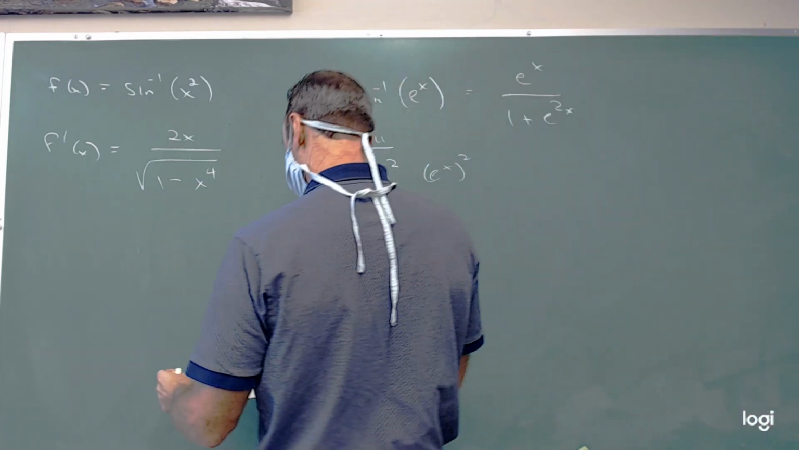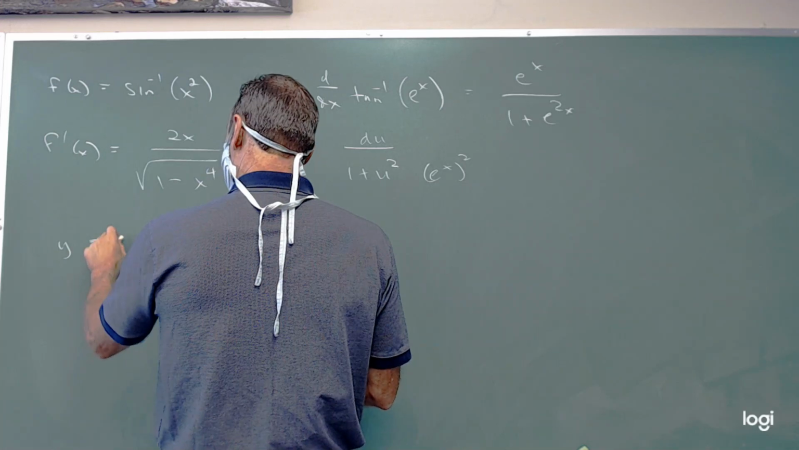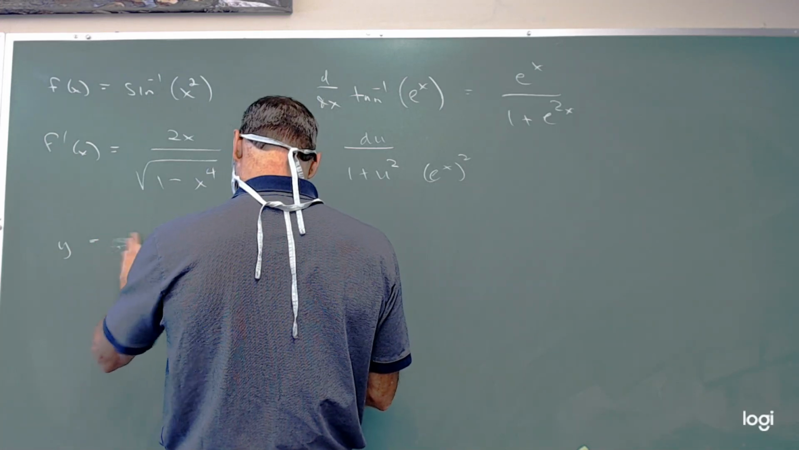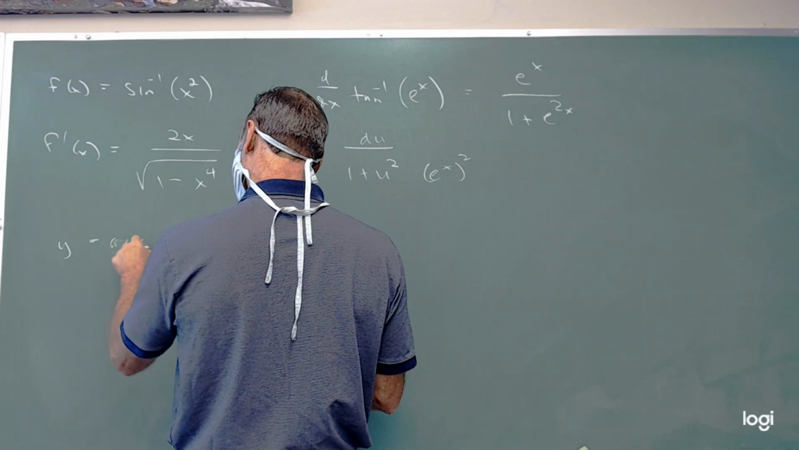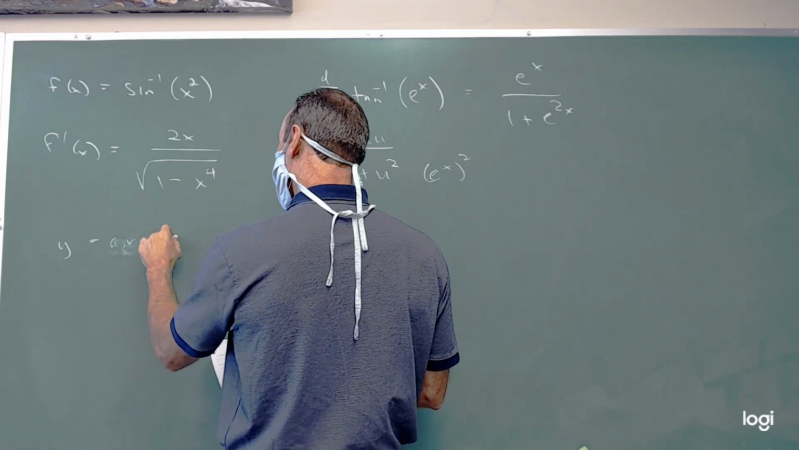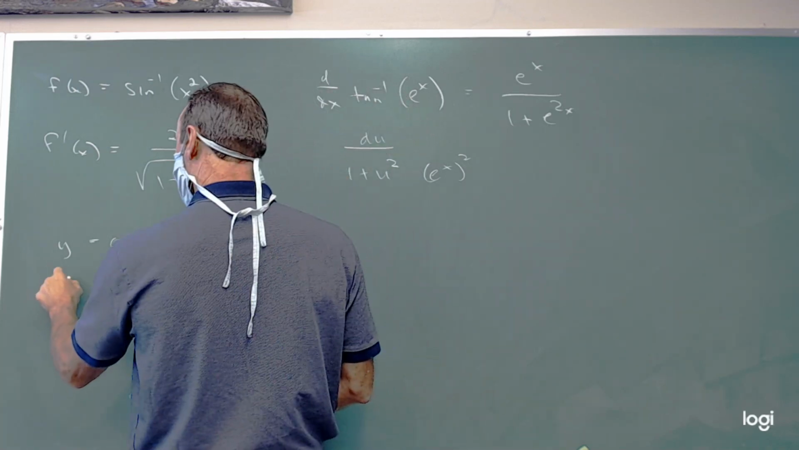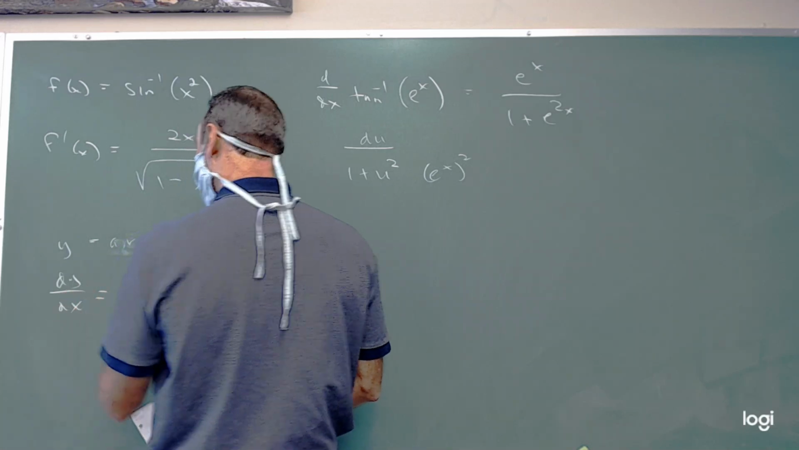Let's do, if y is equal to the arc cosine of 5x, and let's find dy dx, its derivative.